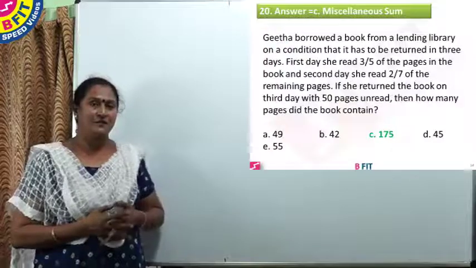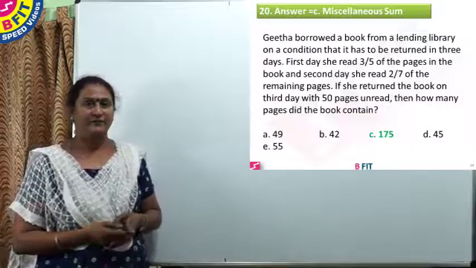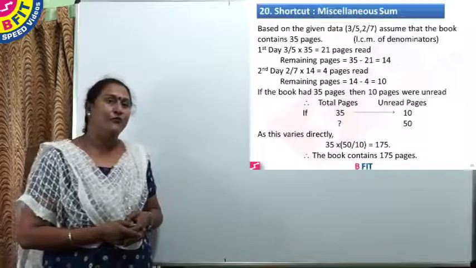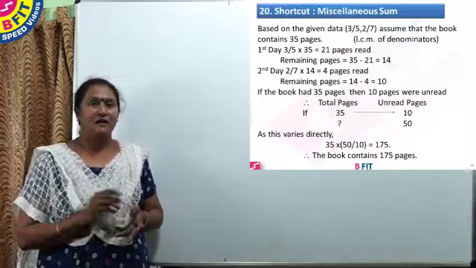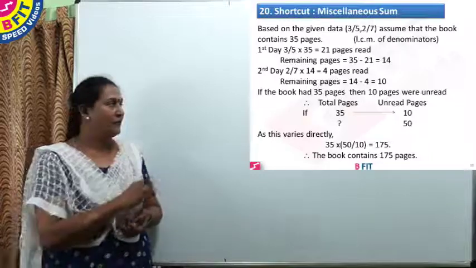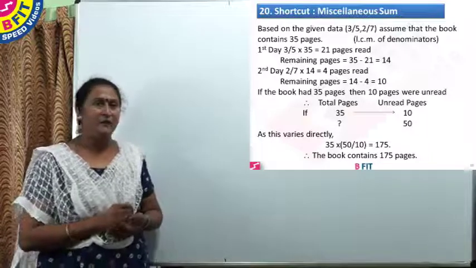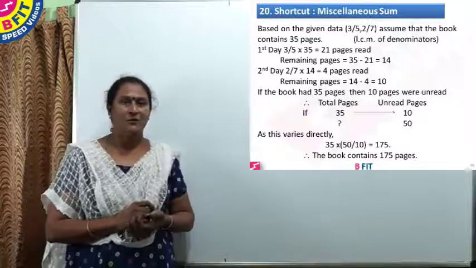The answer is option C, 175. So for easier working, we take the LCM of the denominators as the assumed number of pages and then we follow the working here. So the number of pages the book contains is 175.